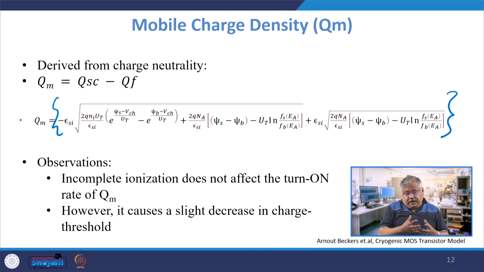And typically what we have seen is that incomplete ionization does not affect the turn on rate of the mobile charges. However, a slight decrease in the charge threshold is maintained, right. Charge threshold is that surface potential at which you will go from accumulation to inversion region, that shifts slightly to the right or slightly increases.